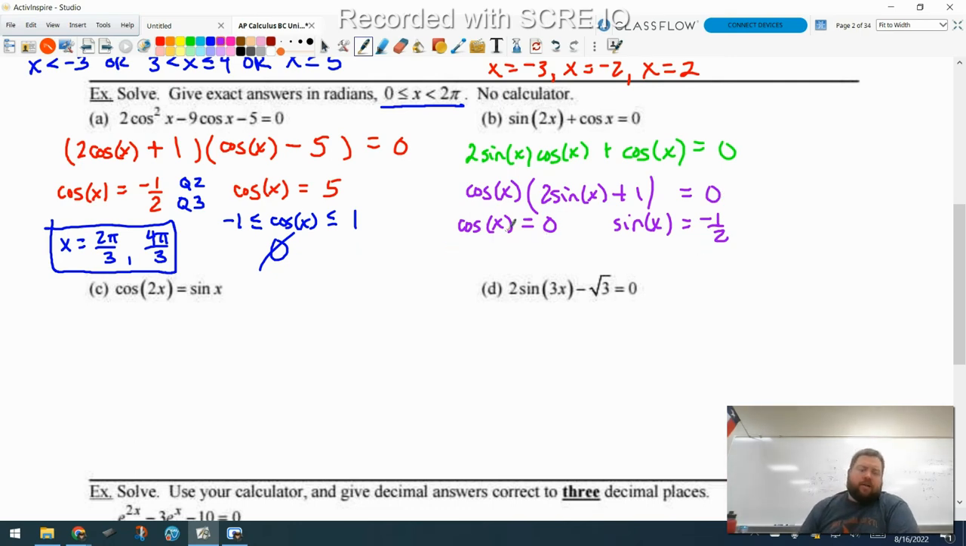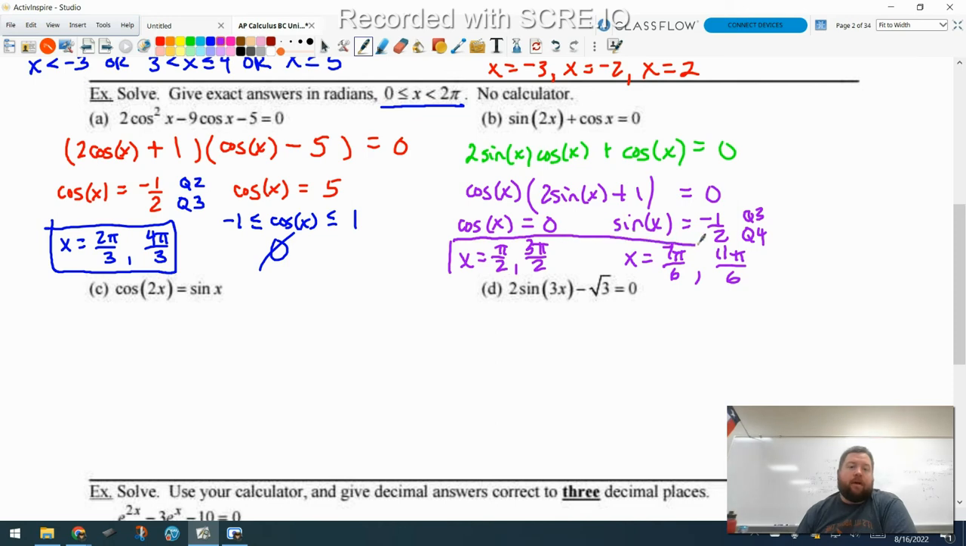All right, so cosine x is equal to 0 at the pi over 2 locations. So that would be pi over 2 and 3 pi over 2. Sine x is equal to negative 1/2. So sine is negative in the bottom part of the unit circle. So that's quadrant 3 and quadrant 4. And sine is equal to 1/2 at the pi over 6 locations. So quadrant 3 would be 7 pi over 6, and quadrant 4 would be 11 pi over 6. So 4 solutions on that one.